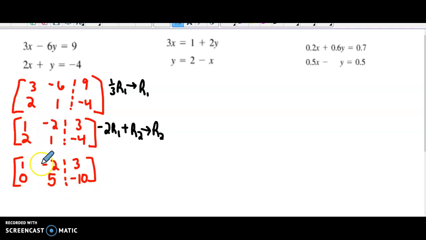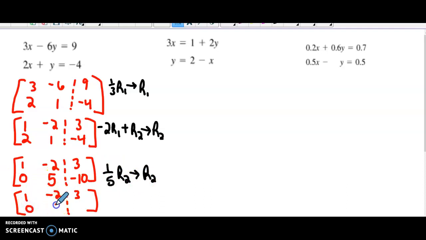My next job is to move to my next column and get the 1 first. The 1 would have to come down here. I get a column of 1. So my goal is to turn this 5 into a 1. So I'm going to take 1/5 times row 2, and that will be my new row 2. Row 1 again is just staying the same, so I'll go ahead and write it. And now I'm going to take 1/5 times everything in row 2. 1/5 times 0 is 0. 1/5 of 5 is 1. 1/5 of -10 is -2.